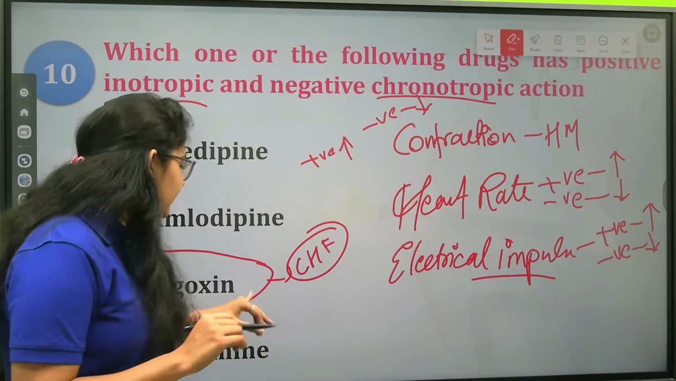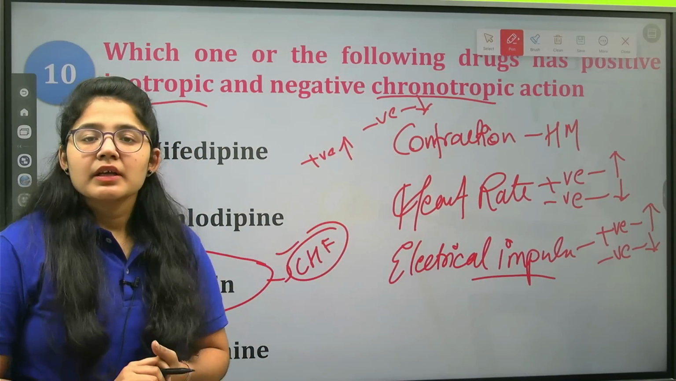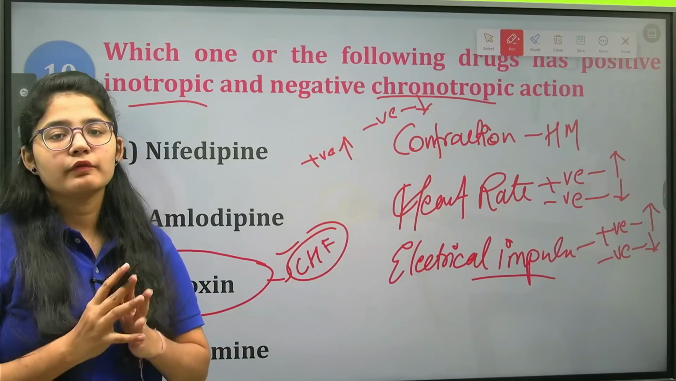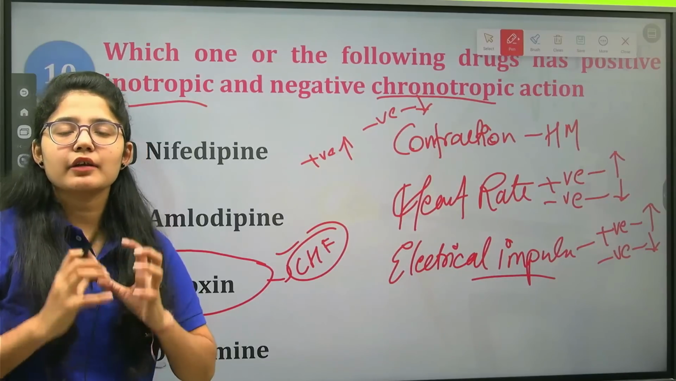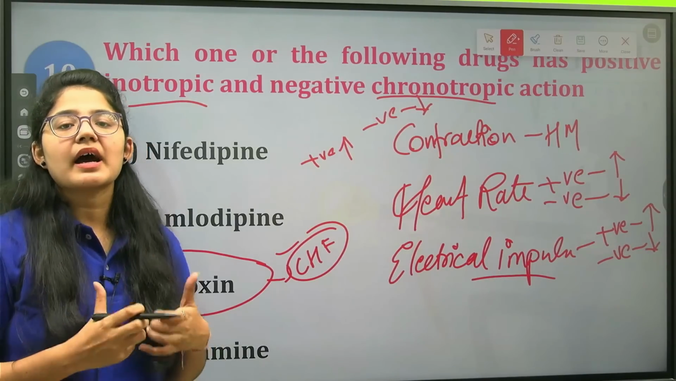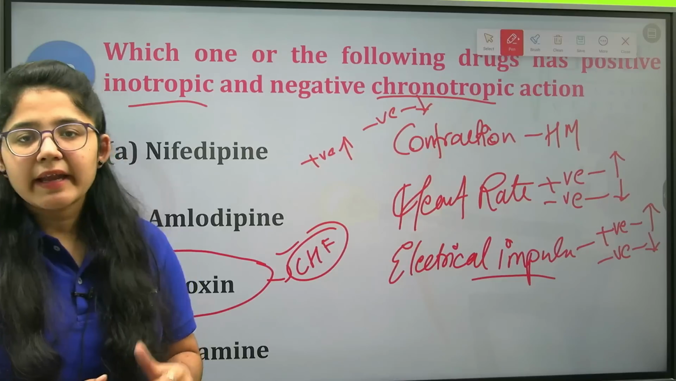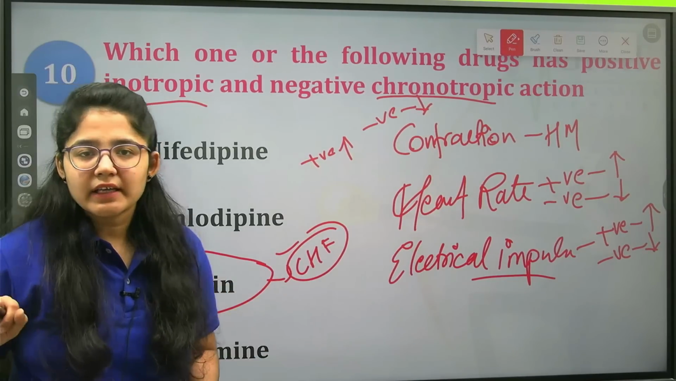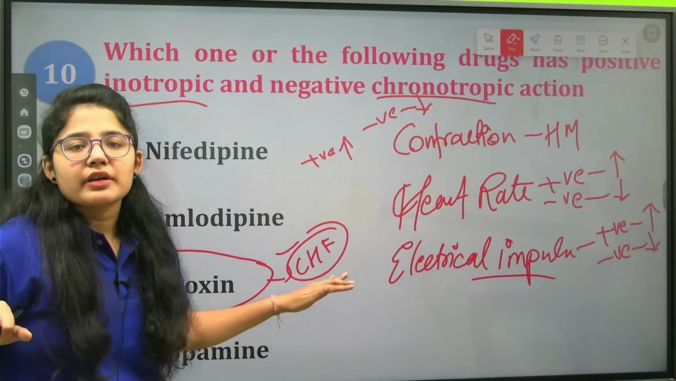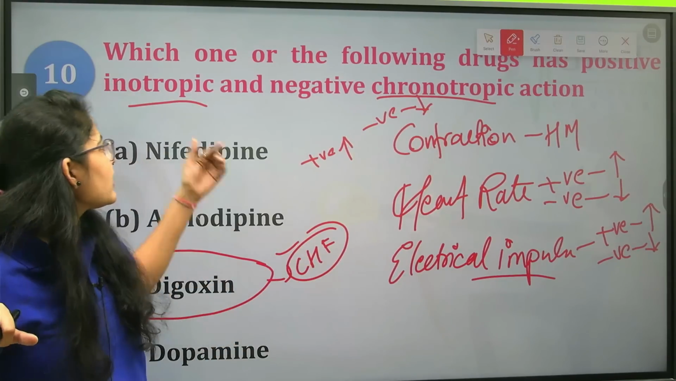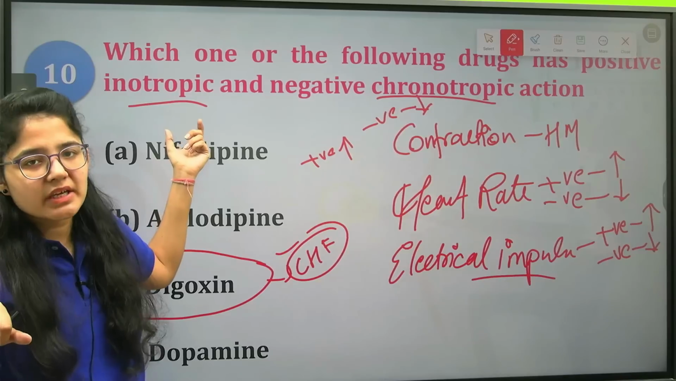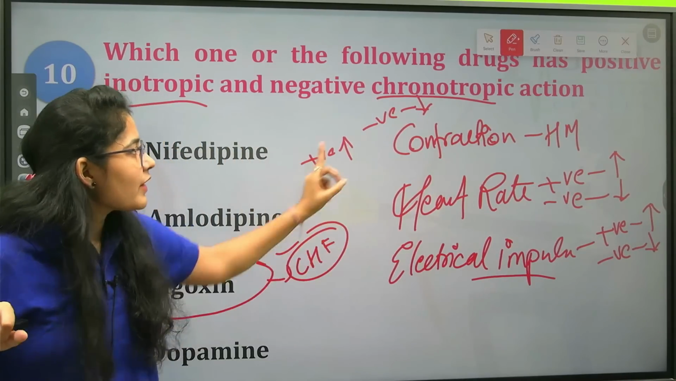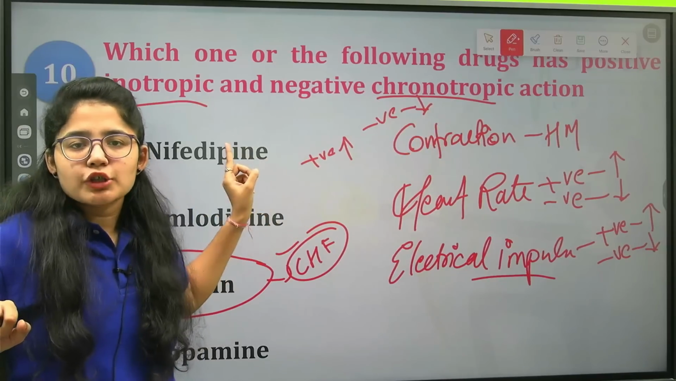How? Actually, what is congestive heart failure? The condition where your heart cannot contract properly and it will lack in the supply of blood. That is congestive heart failure. Now to treat this, less contraction, we will give a person positive inotropic drugs because we want to increase the contraction.